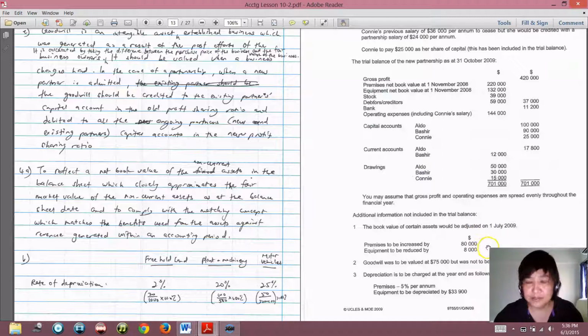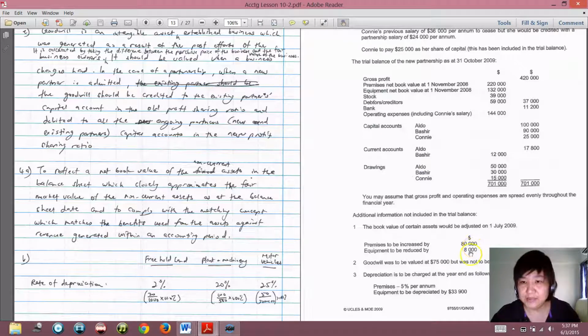So any increase in property valuation, of course, minus any decrease, that means any net increase in property valuation should be given to the old partners, because the old partners were the ones who were in the partnership up to 1 July 2009. So any net increase in the appreciation of the assets should be due to the old partners, because they were the ones who were in the business up to this date. So any increase are the assets of the old partners.